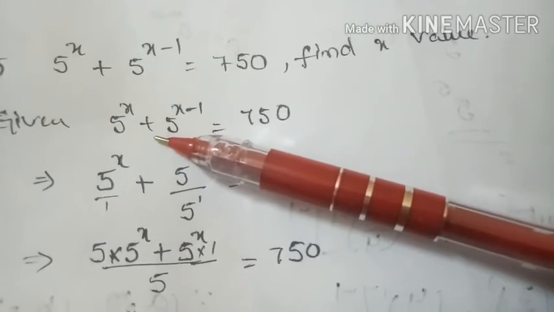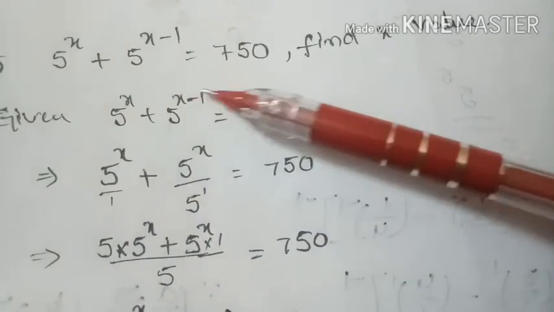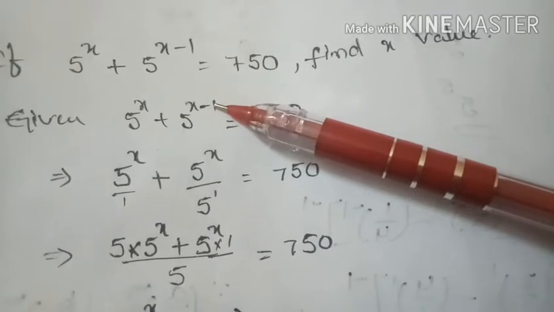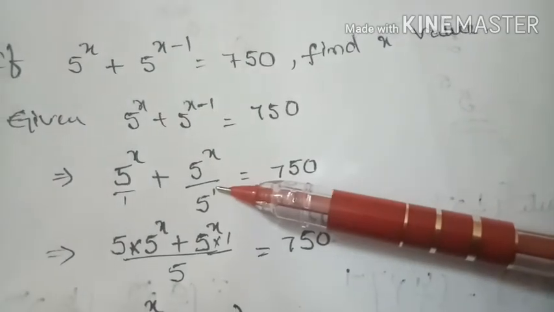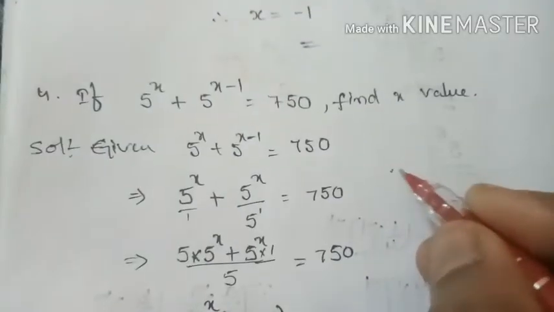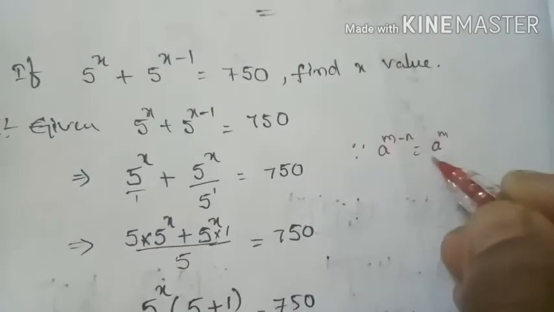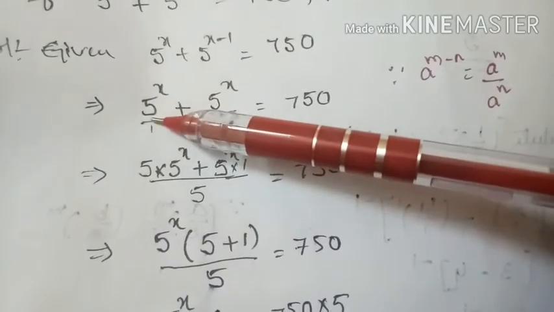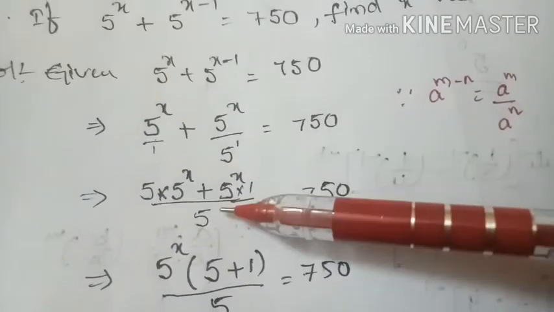So I did it. Listen, 5 power of x plus 5 power of x minus 1. That means a power of m minus n, that means a power of m by a power of n. So I used one formula, that is a power of m minus n is equal to a power of m by a power of n. Okay. Now this is 5 power of x plus 5 power of x by 5.